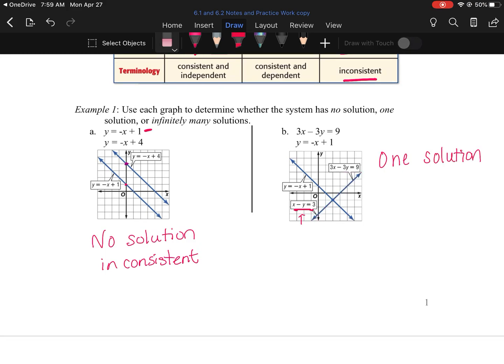I'm going to have us name this so we can get practice with it. So that solution is that point right there where they intersect. So that solution is (2, -1). And if we get one solution, we know it's consistent and independent.